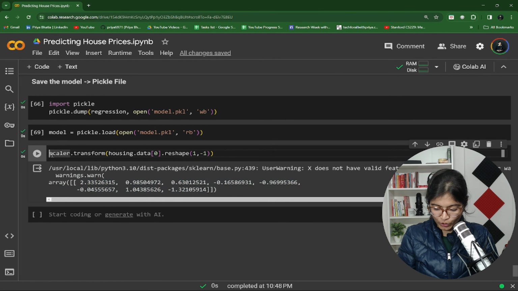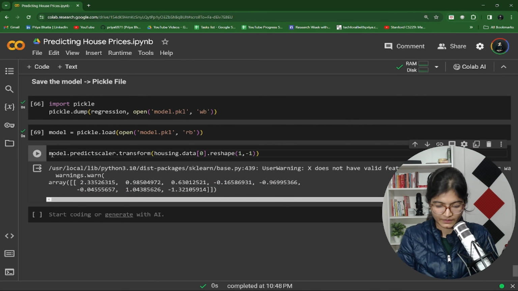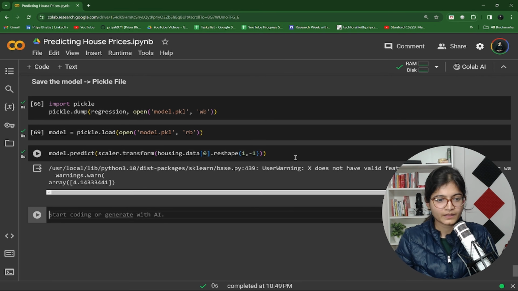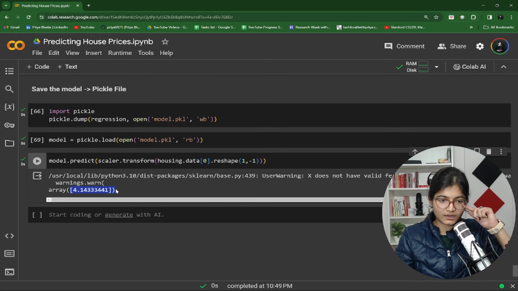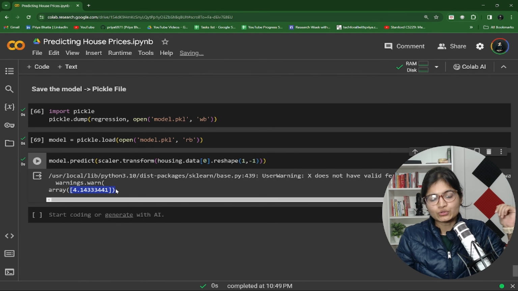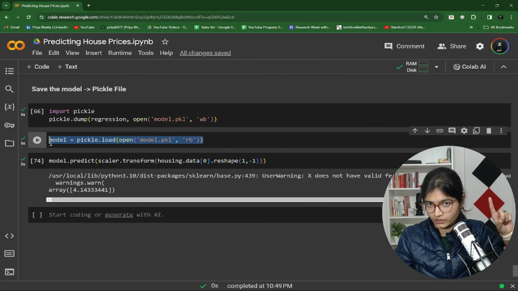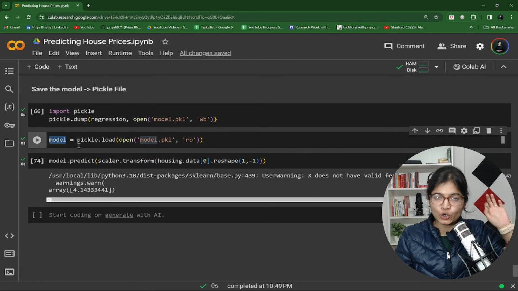And let's say I want to do the prediction of this data, model.predict. So what will happen? Let's see. You will be able to get the value, which is a reasonable value, right? You will be able to get the data, which is giving me the house price prediction. So this is how, if you observe, I have not trained any model, by the way. I have just loaded my model.